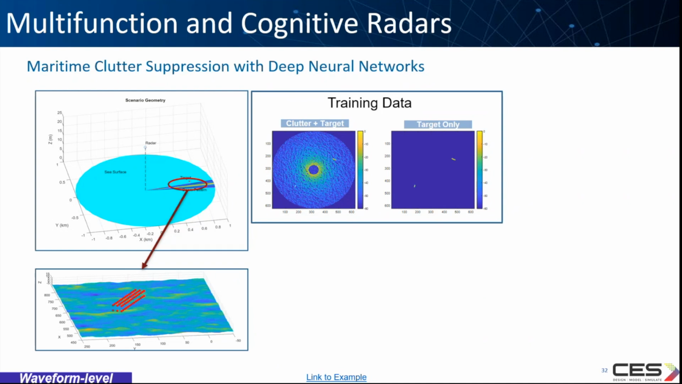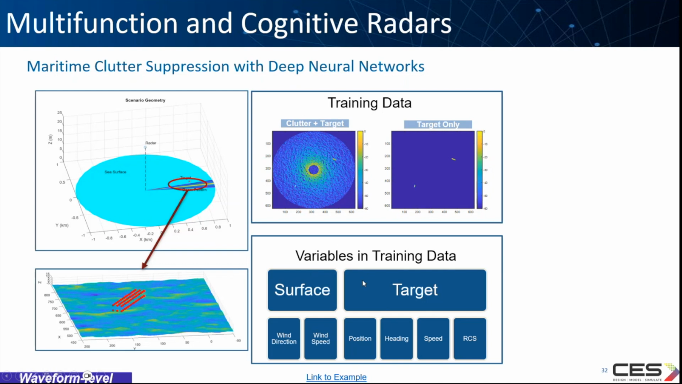We can use deep neural networks to suppress clutter coming from the sea surface. This model shows how to design that in MATLAB and Simulink, a scenario using Radar Toolbox features, and then collecting the data and preparing it for training. And the scenario included variables for the surface, target, and so on and so forth. So you end up with, I believe, these spectrums of your radar reflections from clutter and target.